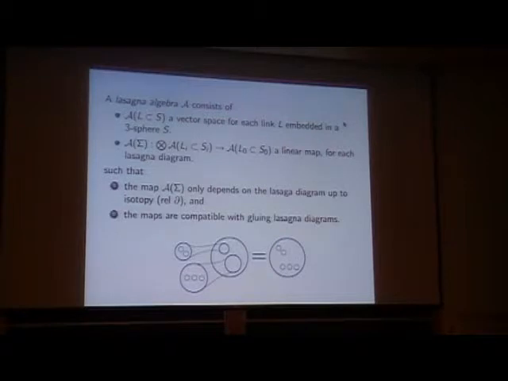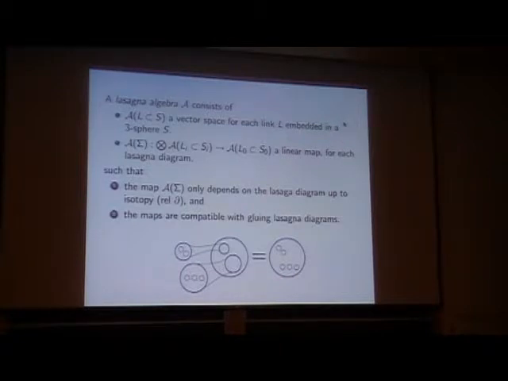What then is a lasagna algebra? Well, a lasagna algebra A consists of, for each embedded link in a 3-sphere, some vector space. For each lasagna diagram, a linear map from the tensor product of the vector spaces associated to the inner spheres to the vector space associated to the link in the outer sphere. Now, we want some conditions on these maps that the lasagna algebra associates. First of all, the map can only depend on the lasagna diagram after isotopy. You can move the surface sigma around, and you shouldn't change the map at all.